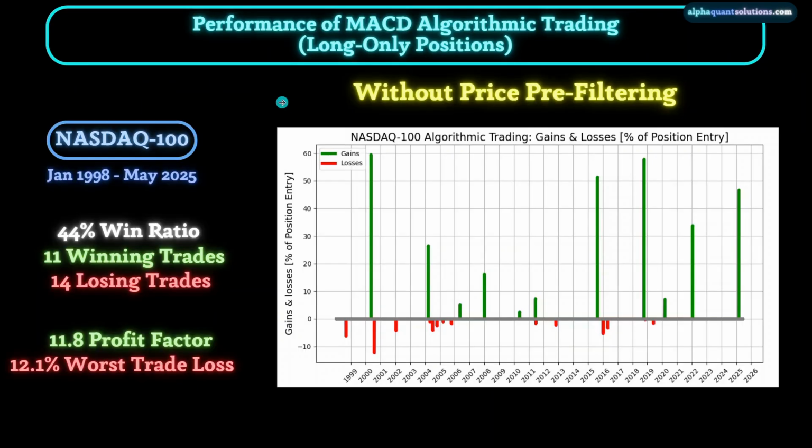So this is the MACD performance applied to the Nasdaq-100. And in this case, we see that we now have 25 trades instead of 20, and the win ratio drops to 44%. Also, the profit factor has dropped, though it's still very high, 11.8, and the worst trade loss has approximately doubled, and is now 12.1%. And the graph again shows very nice asymmetric payoffs. So it still looks great, but the performance has dropped compared to when we did use some pre-filtering.